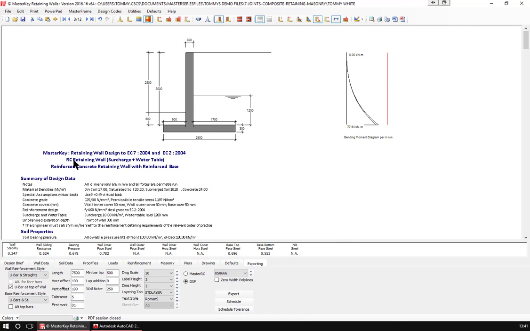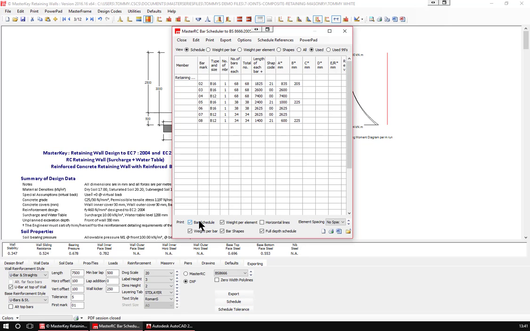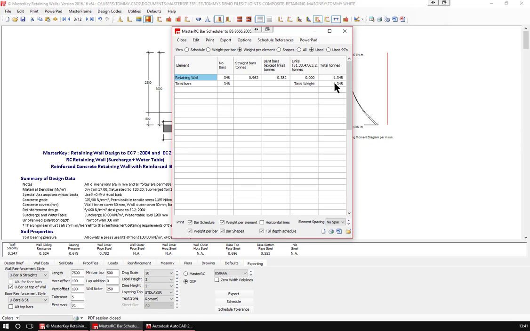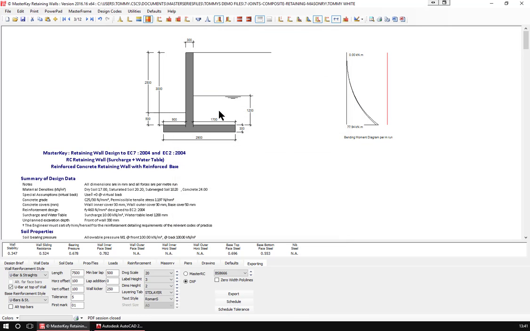I also then have the ability in here to create a schedule that matches that. So that is my reinforcement that I require, including all my distribution steel for my wall. And I can come along and I can say, well, what was the weight? And we'll see that it's 1.345 tons of steel. So that's all part of the program.